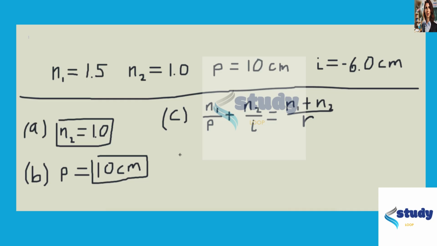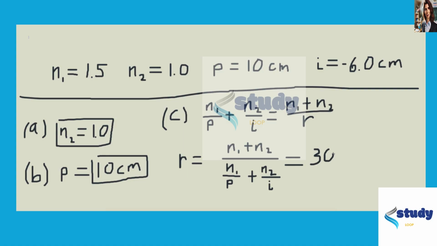Or in other words, solving for r, we find that r is equal to n1 plus n2 divided by everything that was on the left side of the equation, which would be n1 over p plus n2 over i. And don't forget that i is negative. Plugging those values into this expression, we find that r is equal to 30 centimeters, which we can box in as our solution for C.